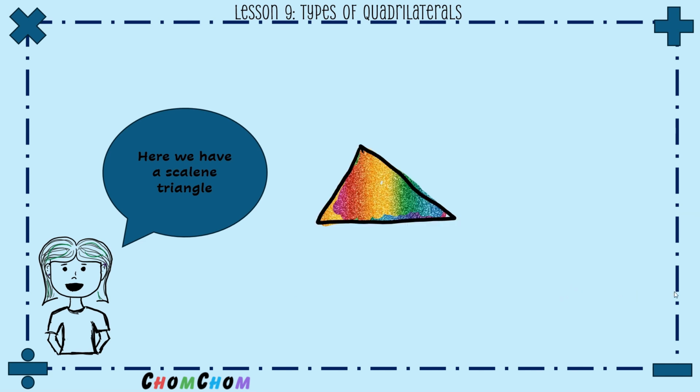Here we have a scalene triangle. Each side of a scalene triangle is a different length. So we're just going to say hypothetically that we have a length 10 here. This is going to be a length 12, and this will be a length 13. Each side is differing in length. So scalene triangles have different lengths of sides.